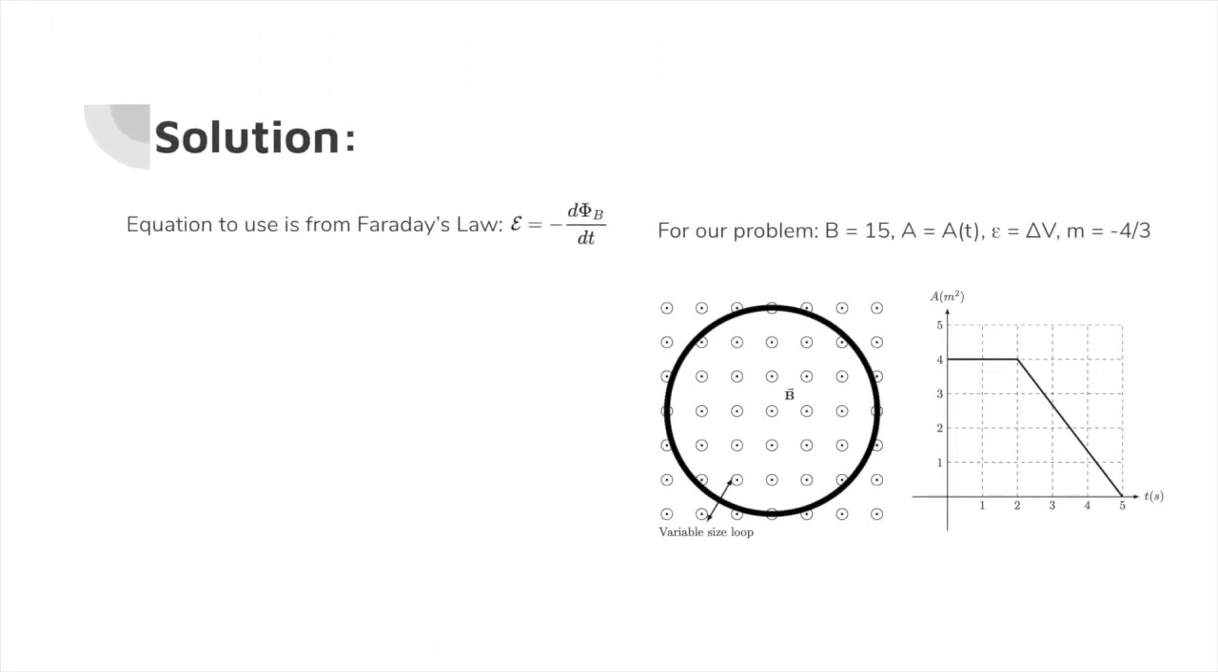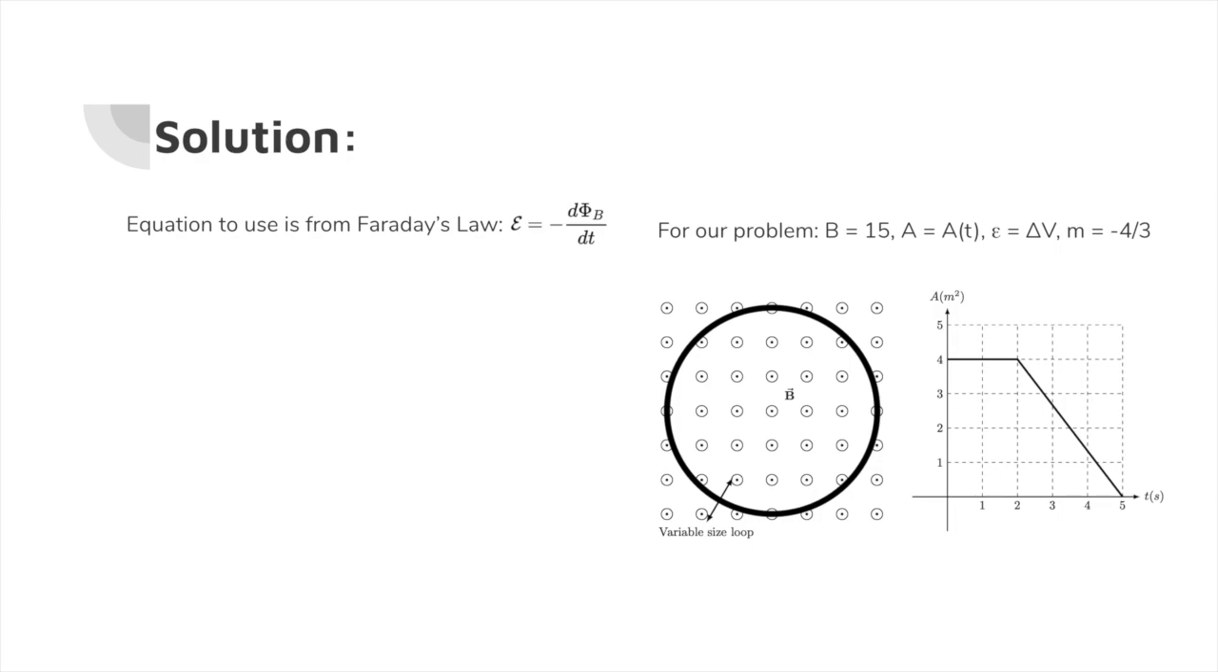Now, let's go over how to solve this. First thing, as stated earlier, you're going to need to know Faraday's law, which states that the EMF is equal to the negative, which is very important to know, negative derivative of the magnetic flux with respect to time.